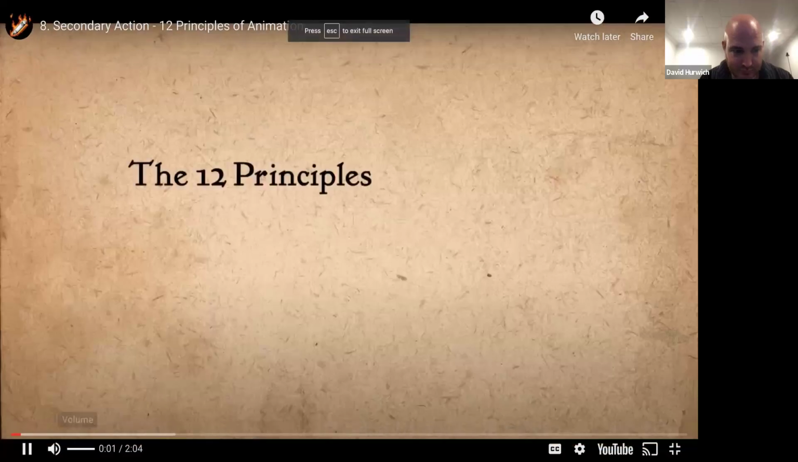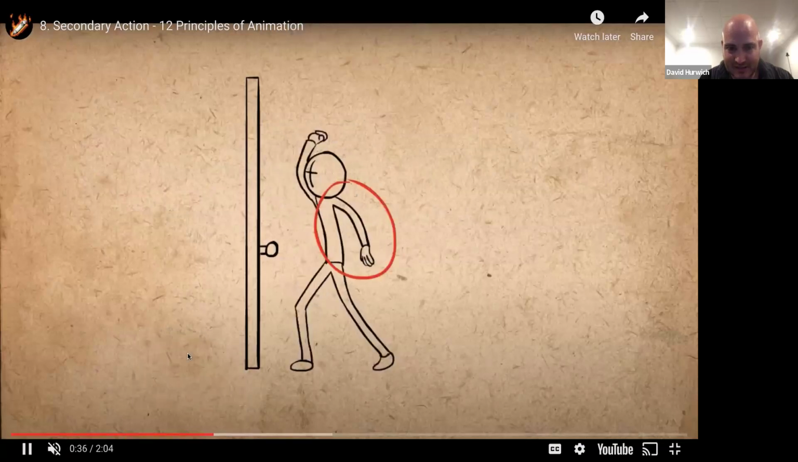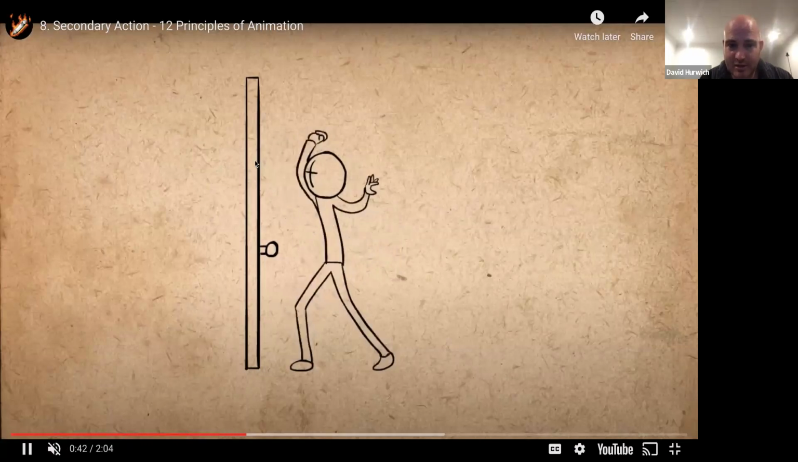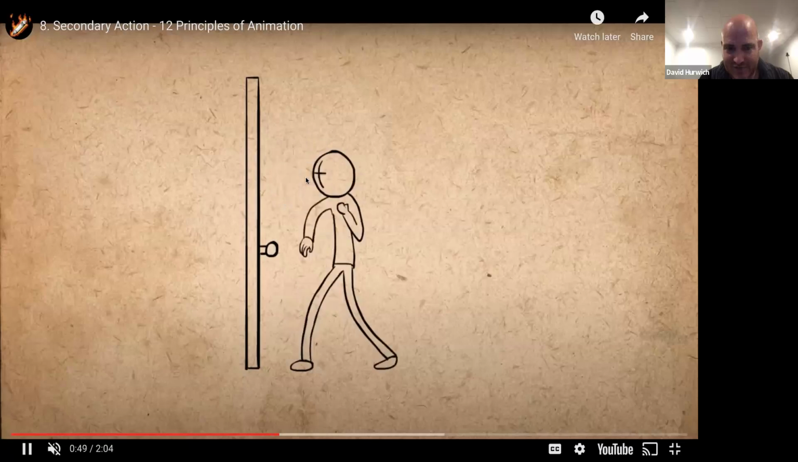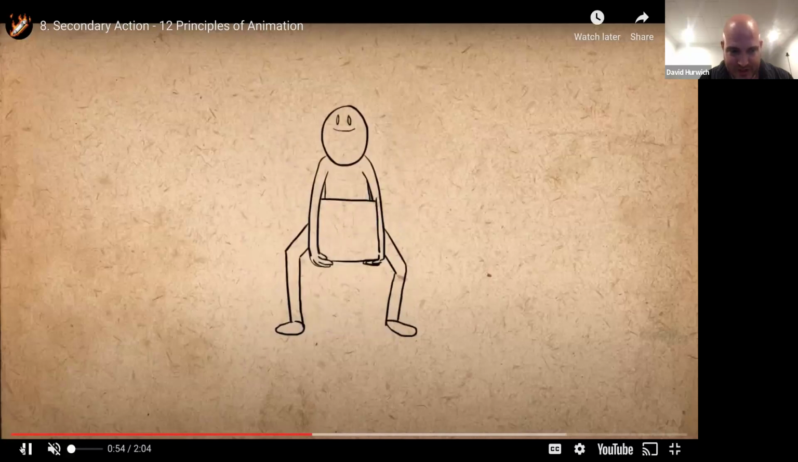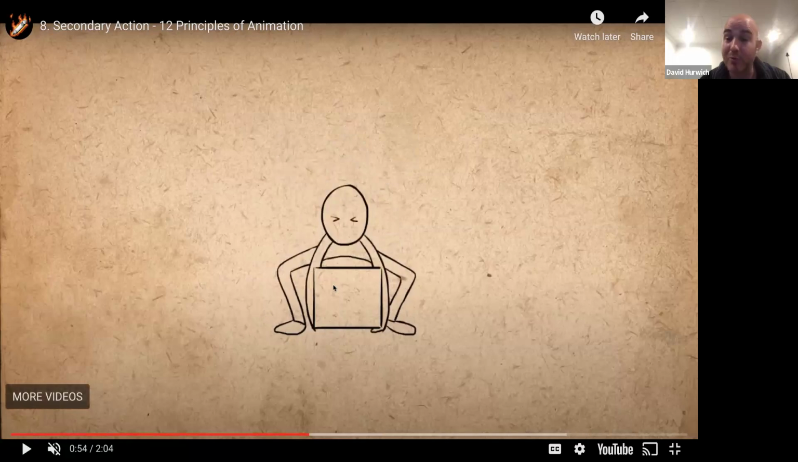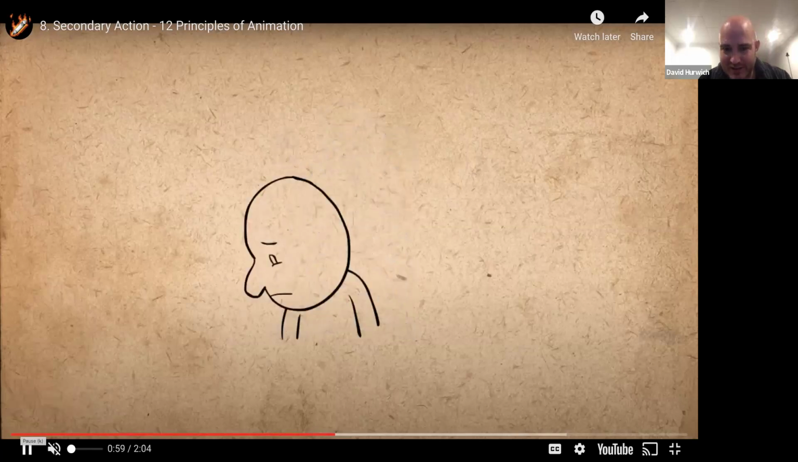This video is based on the 12 principles of animation. So the main action is the knocking here, right? Now he's adding in a secondary action of looking around. With this one, there's a couple of actions. He's doing that, right? And then he's bending his legs, and then he's also stretching his arms, and the face is also reacting. So all of those together make this action seem more realistic.